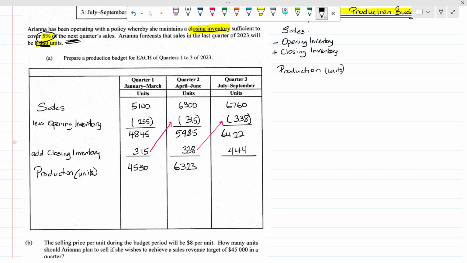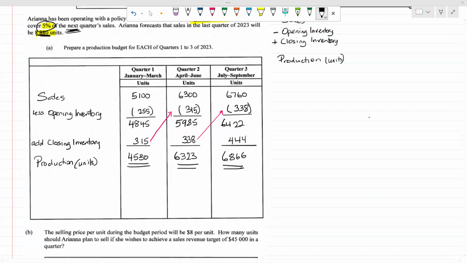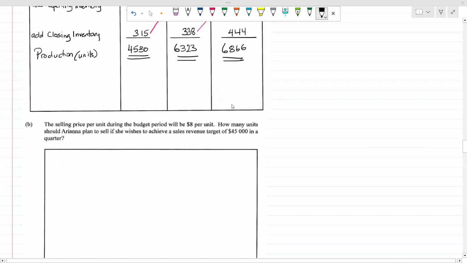So my total production is going to be 6,866. And this is my production in units. That's our production budget. Right, let's look at the other part of the question.